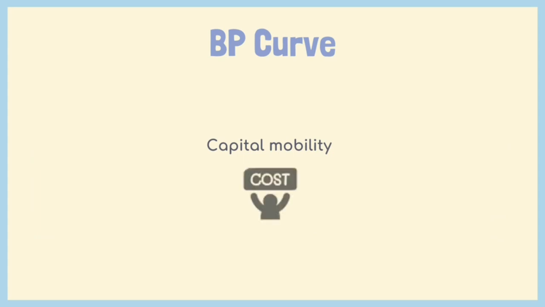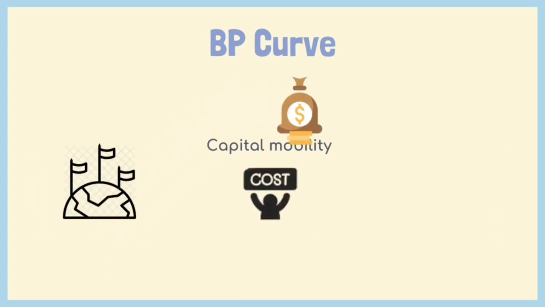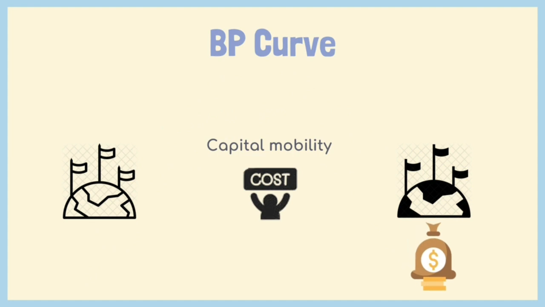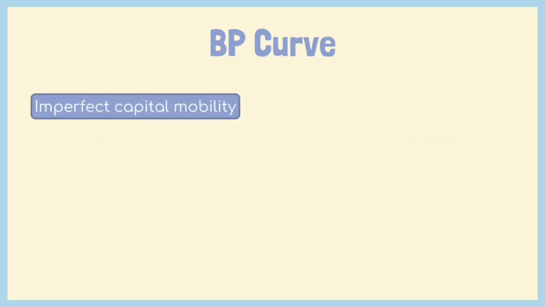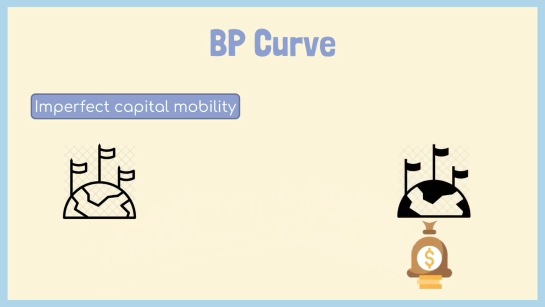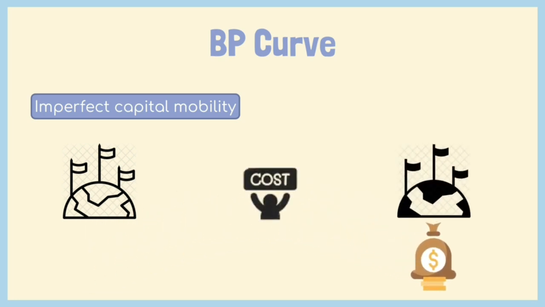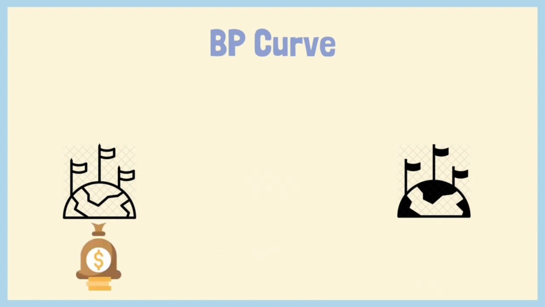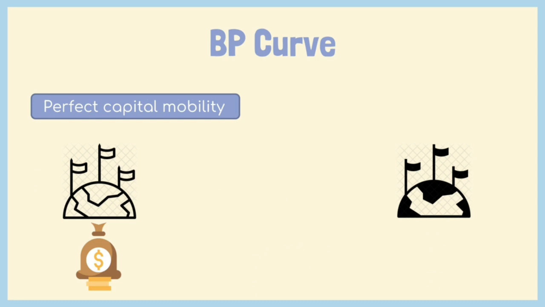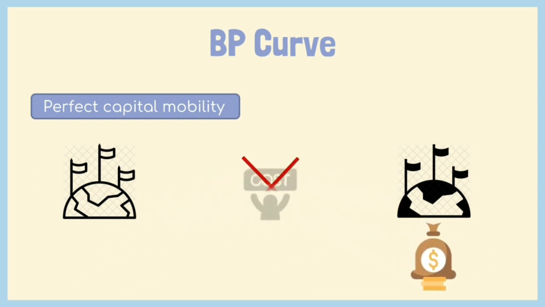Well, when we talk about capital mobility, it is related to the cost of moving funds from one country to another. So, in the case of imperfect capital mobility, when we try to move funds like this, it is associated with some cost like transfer fees, which we commonly see in the real world. However, if we live in a world with perfect capital mobility, this process is completely free.